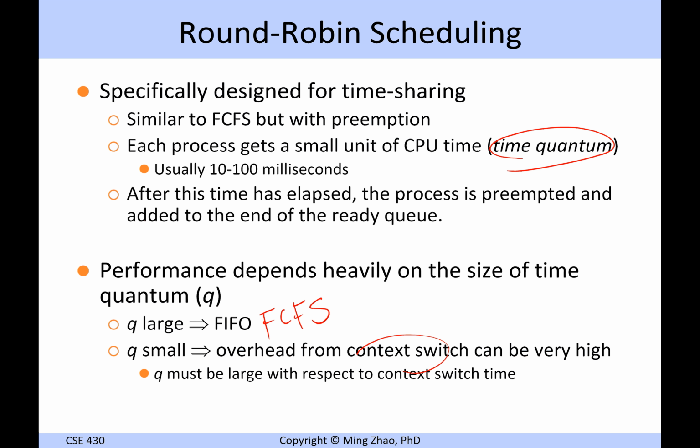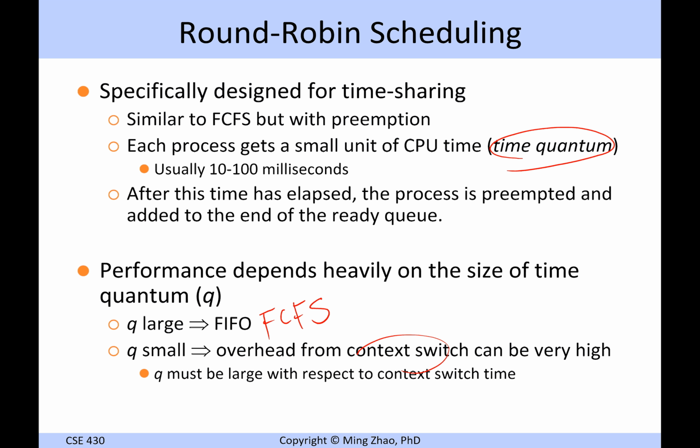And no matter how small the context switch overhead is, if the time quantum is set too small, then the percentage of time spent on context switch will become significant enough. And as a result, the CPU utilization will become bad. So in essence, the time quantum must be large enough with respect to the context switch time. In order for the context switch time to be negligible, it must be really small compared to the time quantum.